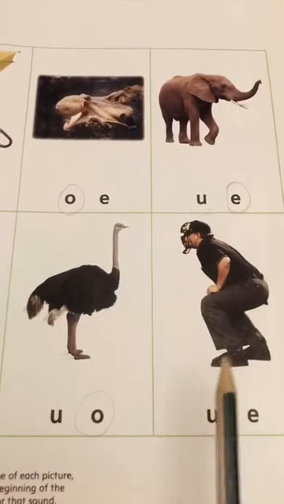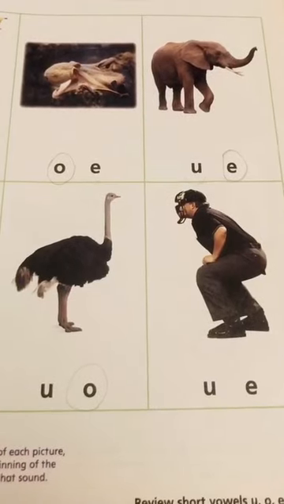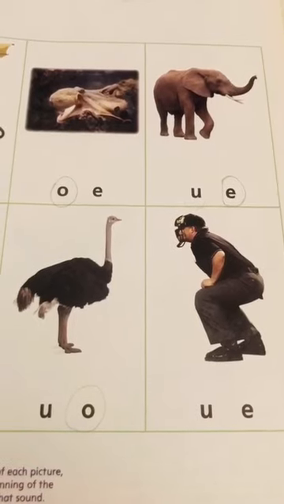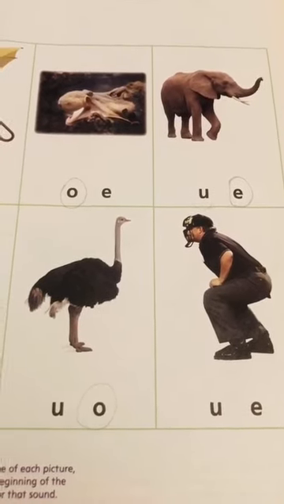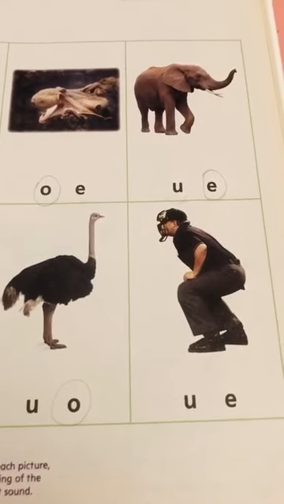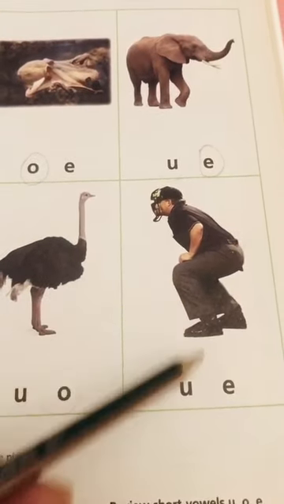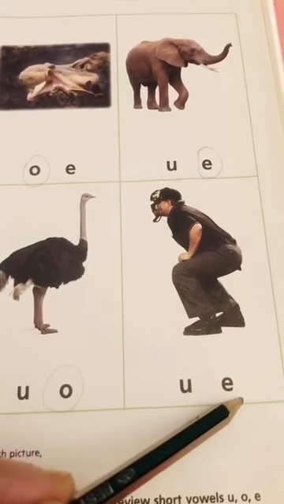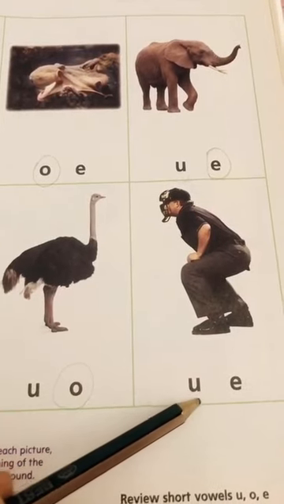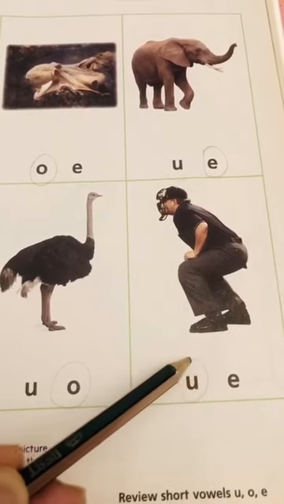Okay. Now go to the last picture. Who remembers what this is? Very good. This is umpire. Umpire. What is the first beginning sound? Good job. The beginning sound is a. Okay. Which letter gives us the sound a? U gives us the sound a. Good job. Circle it, please.